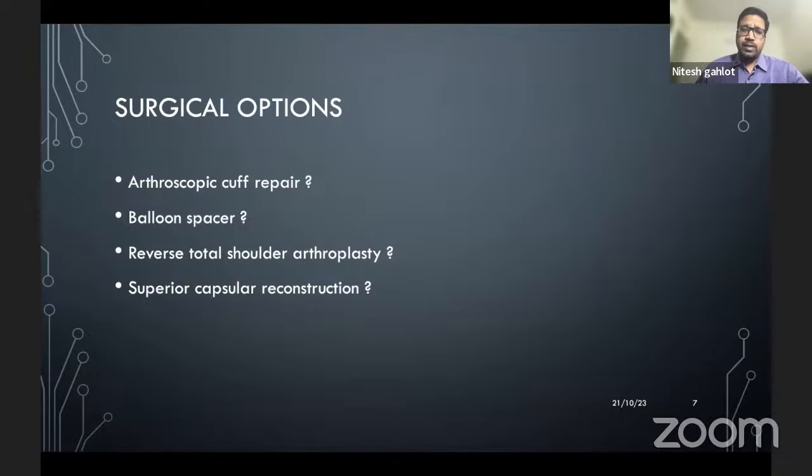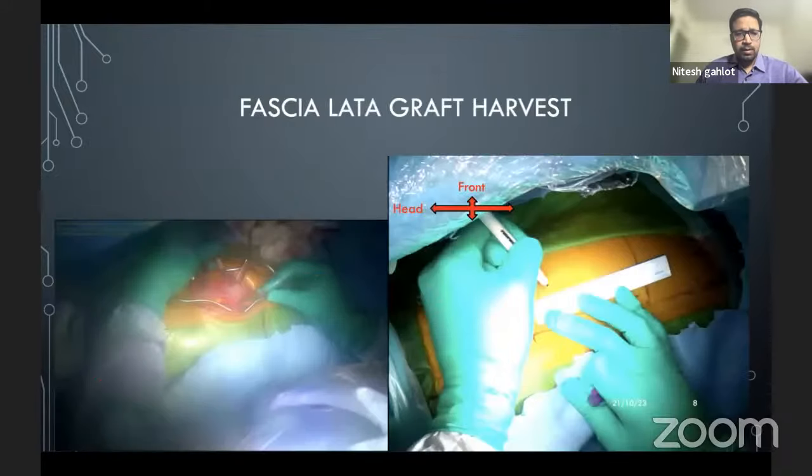So we decided that we want to save the head, as the glenohumeral arthritis is not that severe, it's only grade 1 and 2. We have the intact anterior and posterior compression in the form of subscap and the infraspinatus and teres minor. We only have the supraspinatus majorly torn and severely retracted. So we decided to go for a superior capsular reconstruction in this patient.